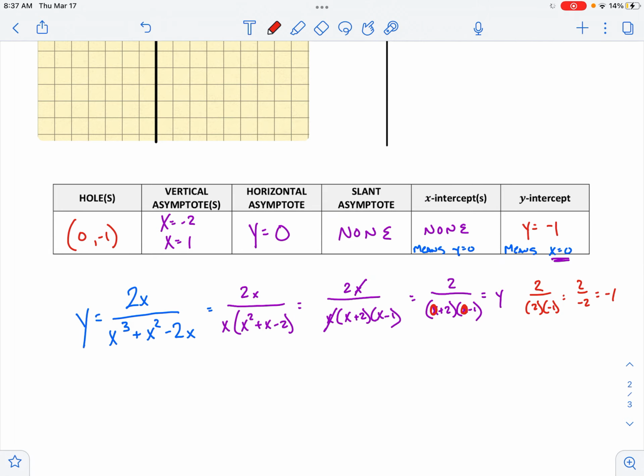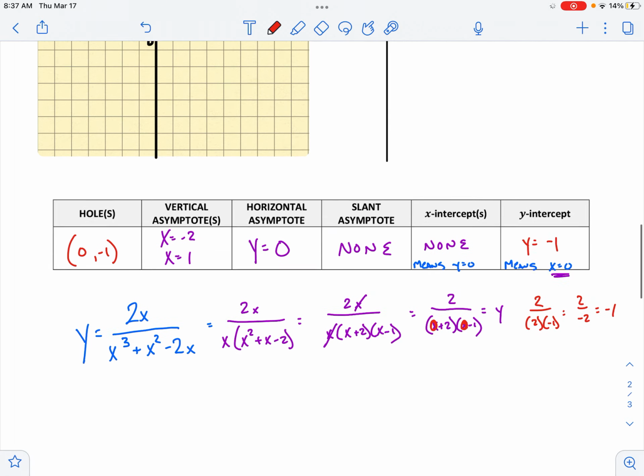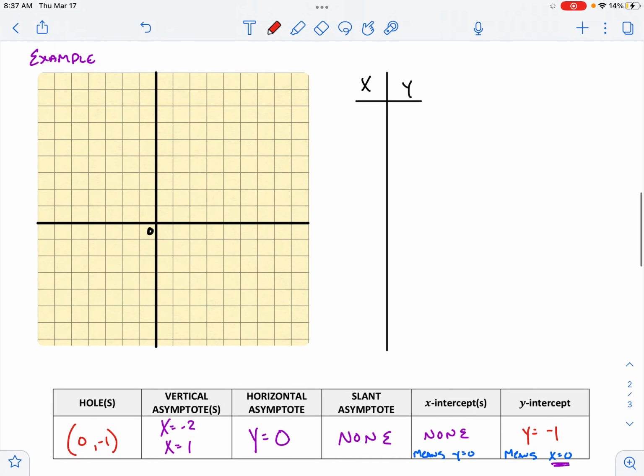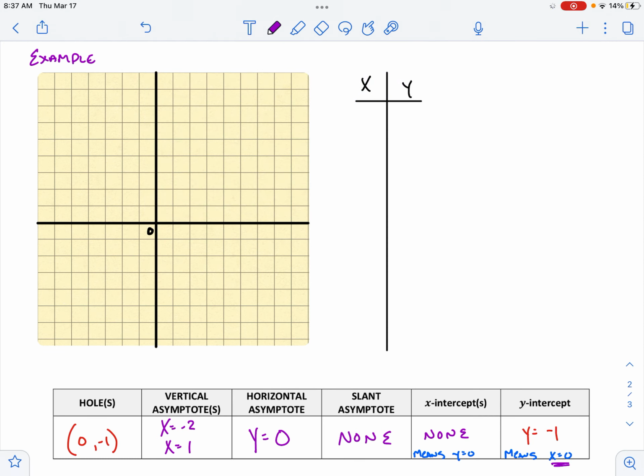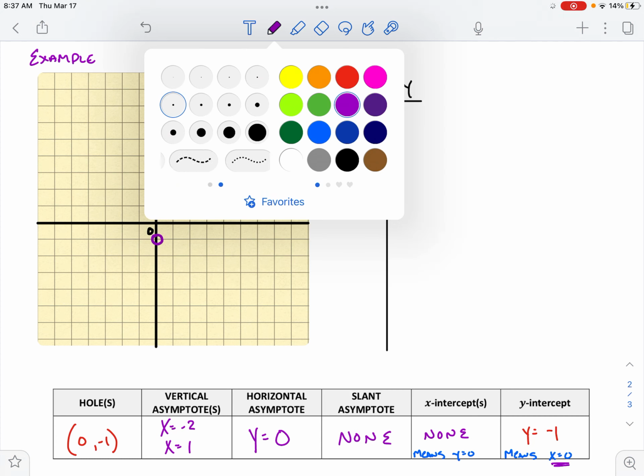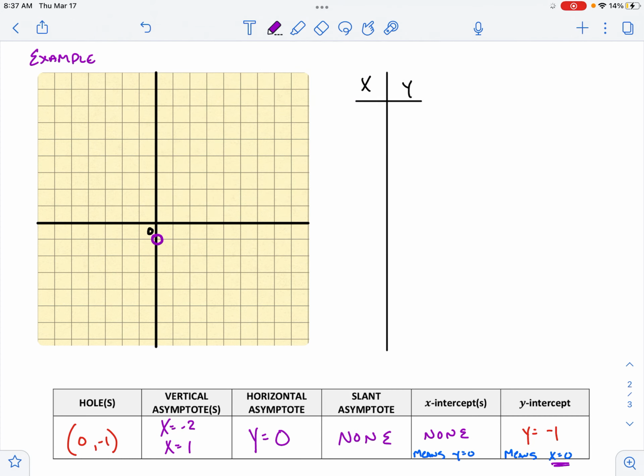All right, you can go back and rewatch that as needed. But now I'm ready to kind of minimize that work that I've done. I'm going to keep the chart. And now I'm going to turn everything into a graph. And I'm going to get a little aggressive with some of this stuff here. Let's go purple again. And let's start off with the hole. 0, negative 1 is going to have a hole. Vertical asymptotes, x is negative 2 and x is positive 1. I have a dotted line feature here, so x is negative 2 and x is 1.